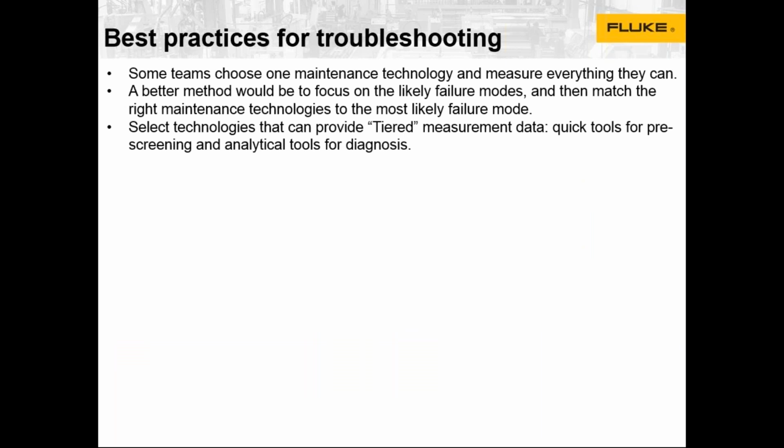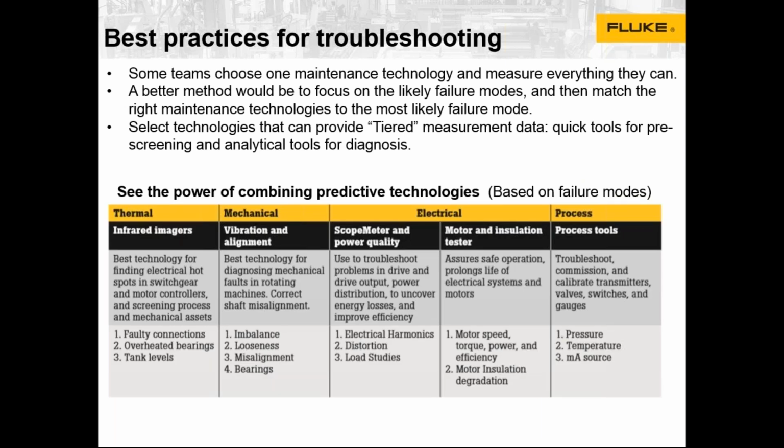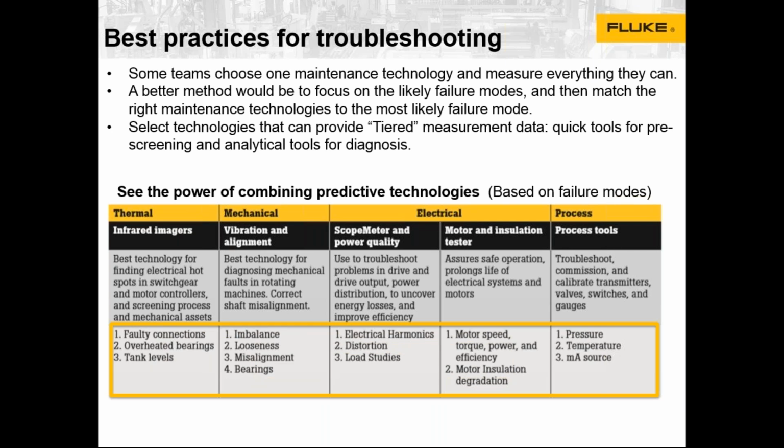So a lot of teams have, by mistake, picked one tool or one technology and then tried to measure everything. A better way of doing that is matching the likely failure modes. And when you find out what you expect your failure modes to be, then you can match the right tool to that failure mode. So for example, if you look down here at the bottom, if we look at the vibration, for rotating machinery, we're going to be looking for imbalance, looseness, misalignment, and bearings.